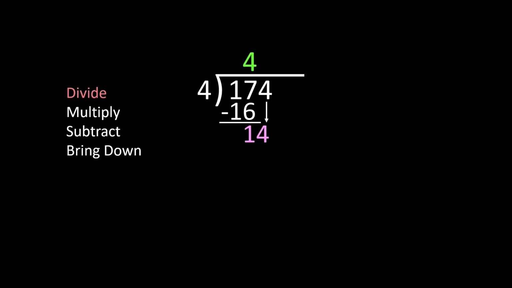14 divided by 4 is 3. Then the next step is to multiply. 3 times 4 is 12. Then I subtract. 14 minus 12 is 2. And then the next step is to bring down. Well, I don't have anything left here in the dividend to bring down, so this 2 becomes my remainder, and I show my remainder with my quotient using R for remainder. 174 divided by 4 is 43, remainder 2.